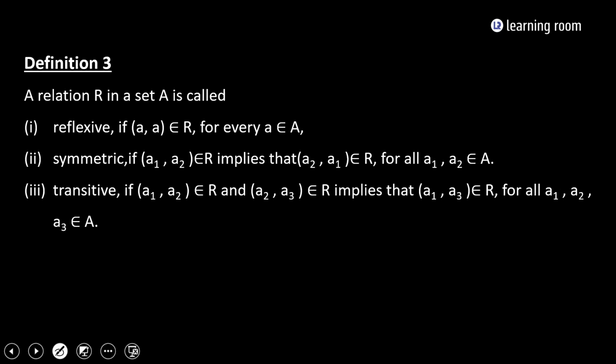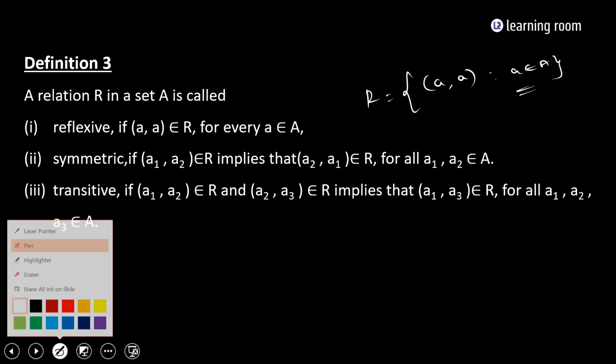So a relation R is said to be reflexive if I have, how am I going to write it? R is equal to the ordered pairs such that the first element and the second element of the ordered pair are going to be the same. And where are they coming from? They come from A. A belongs to A. Sorry.